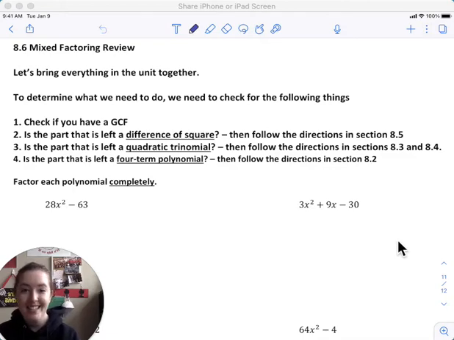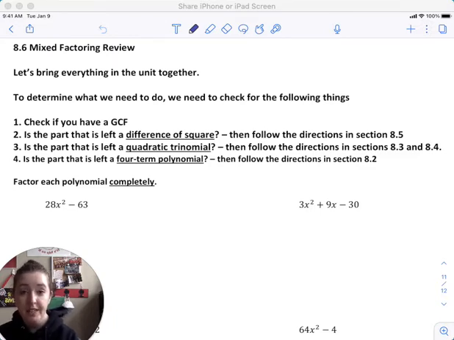Hey guys, let's take a look at a mixed factoring review. So we're going to bring everything in the unit in together right now. Like I told you, you are going to be factoring for the rest of your mathematical career. As long as you're doing math, you're going to have to factor. So we want you to be able to factor anything that comes at you. So we're going to show you each different type in one lesson.